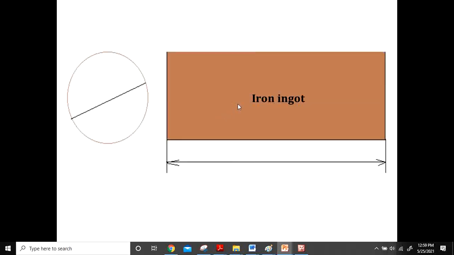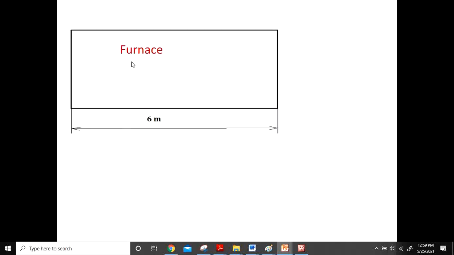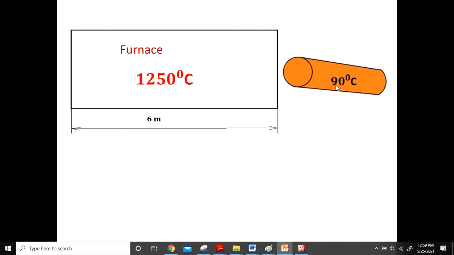So this is the ingot having diameter 10 centimeter and length 30 centimeter. Convert these to meters. Then this is the length and diameter. The furnace is maintained at 1250 degrees Celsius and is 6 meter long. The ingot is at 90 degrees Celsius and it has to pass through this. How will it pass? Let us see.